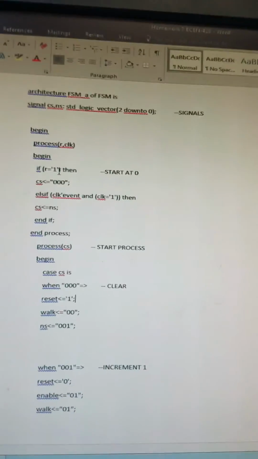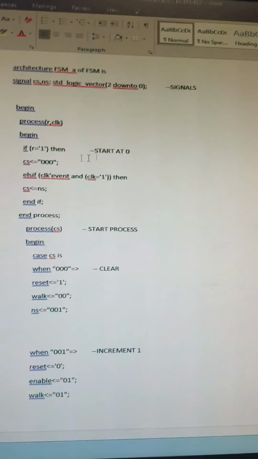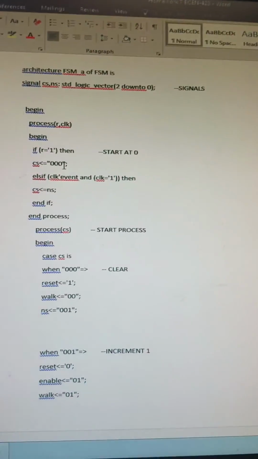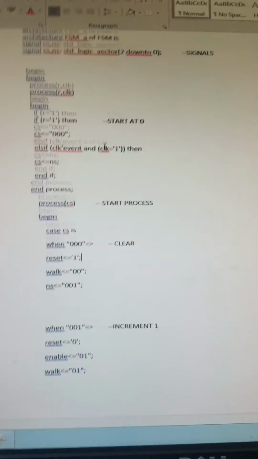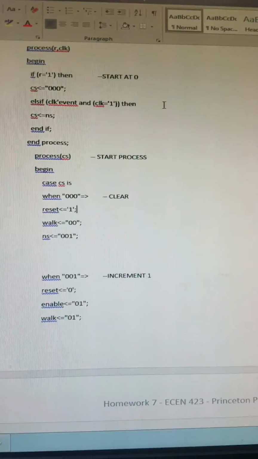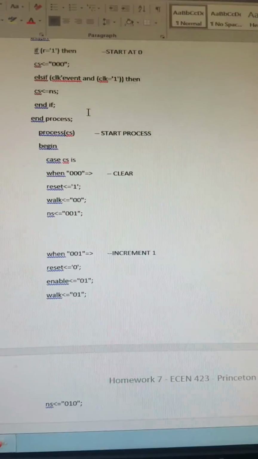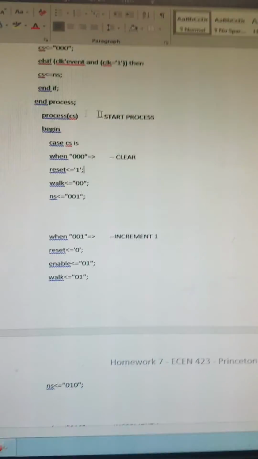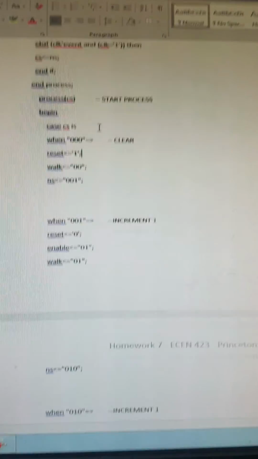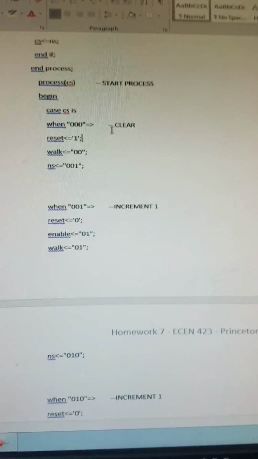So if our reset is active, then we reset our current state to 0. Otherwise, we continue with the clock cycle, and our current state will just equal our next state, and that ends the process. So I'm starting the process here for our first case.